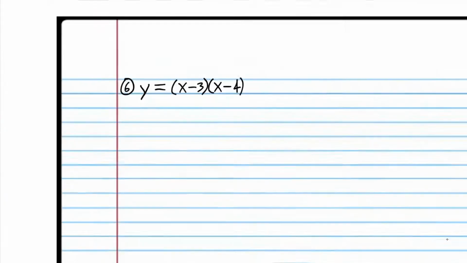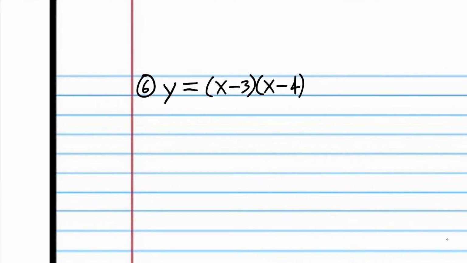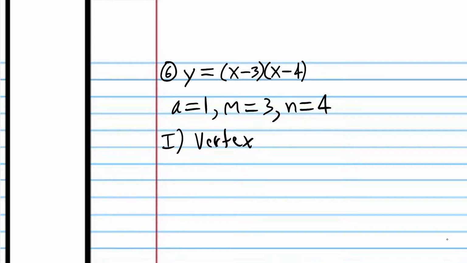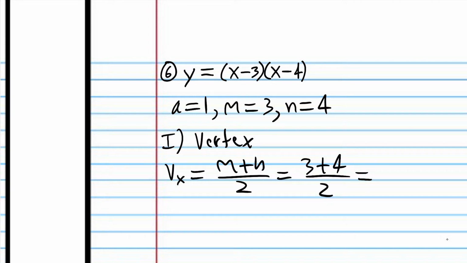All right, we're back. So first step is to identify the form. This is intercept form, so we're going to label constants. A is 1 because there's nothing there. M is equal to 3. Remember, you always change the signs, and N is equal to 4. So the first step is to find the vertex. And to do that in intercept form, we use this formula. And we have 3 plus 4 over 2, which is equal to 7/2, which is 3.5.